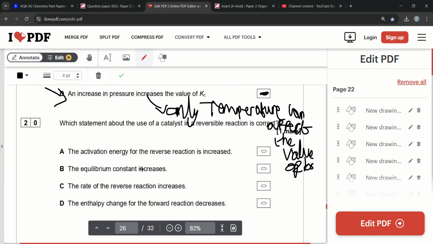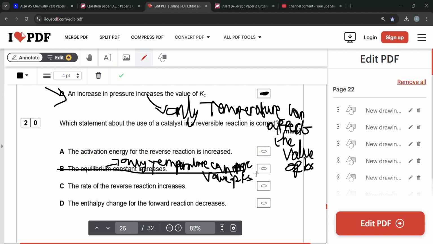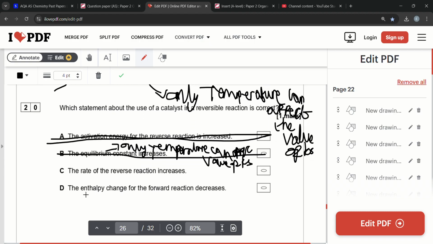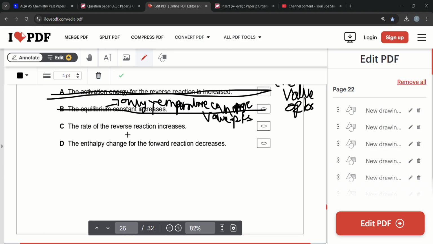Which statement about the use of a catalyst in a reversible reaction is correct? A: The activation energy for the reverse reaction is increased. B: The equilibrium constant increases. Like I just said, only temperature can affect the value of Kc, so B is definitely wrong. A is definitely wrong too. Activation energy for the reverse reaction is decreased, not increased, if anything. And C: the rate of reverse reaction increases. That is true.